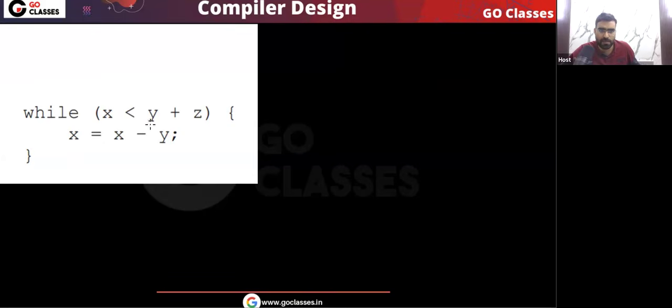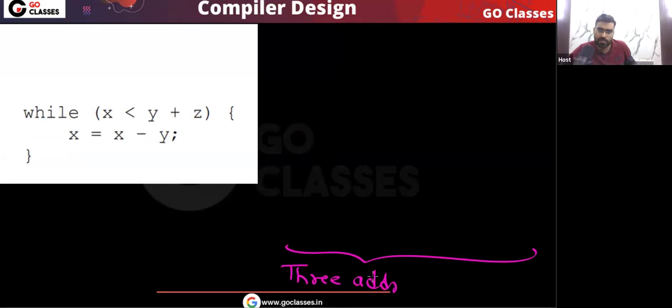Now let me try. Because you want 3 address intermediate code. Yes or no? What do you want? You want 3 address intermediate code. So what will you do? Anyone? Just tell me, if you have this code, first what will you do? In this code, what is the first thing you will do? Okay, when you are executing this, what is the first thing you will do?